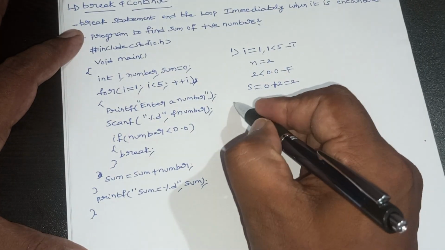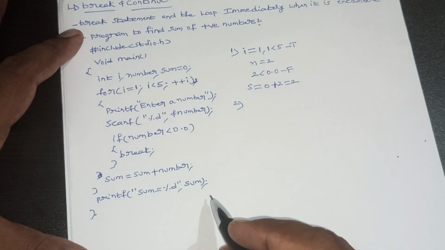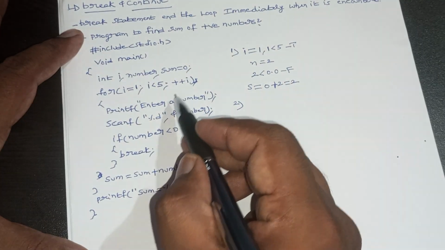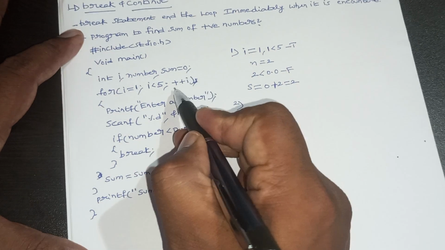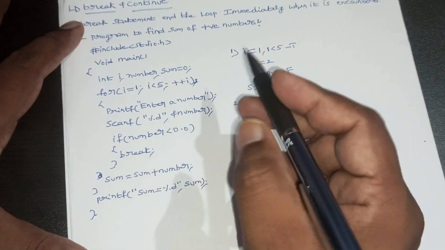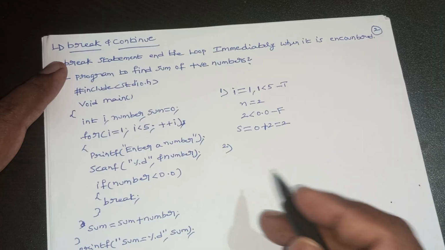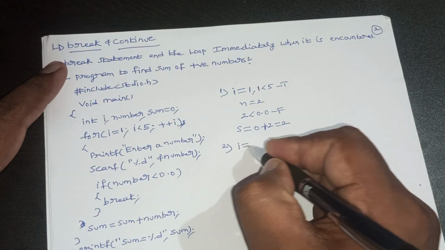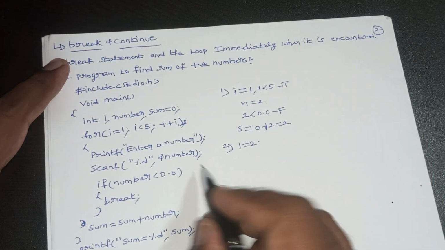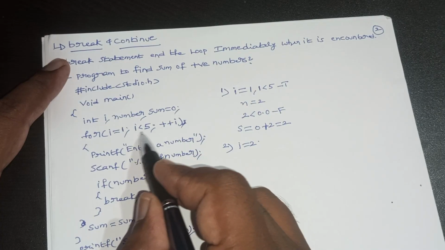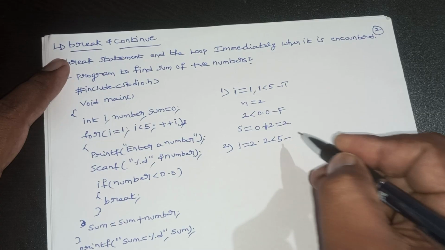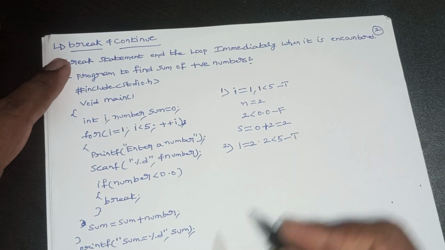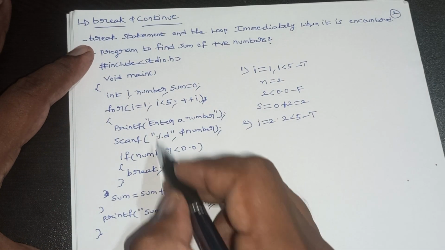Okay, next. Now again where I have to go? Do something, and then again go to the i plus plus. What is i plus plus? i becomes 2. Now check the condition: 2 less than 5, condition true or false? Yes, the condition is true. Because the condition is true, do something.